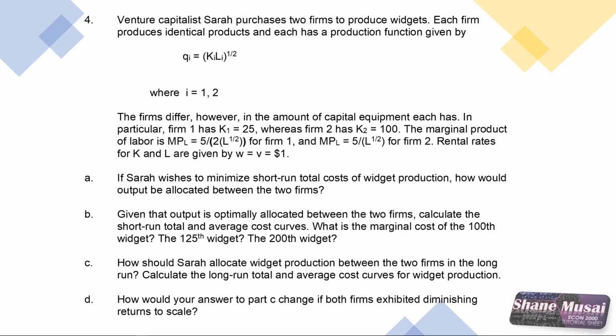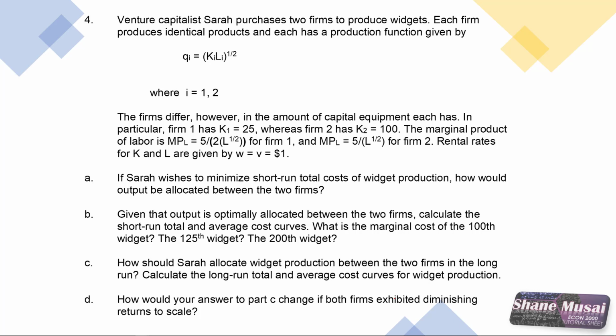Now part D of the question says, how would your answer to part C change if both firms exhibit diminishing returns to scale? If there were decreasing returns to scale, then we should let each firm have an equal share of production. The average cost and the marginal cost would not be constant anymore, and they are now increasing functions of Q. So we do not want any one plant to be too large. Basically, if there's decreasing returns to scale, it means that as output increases, your total cost would increase more than proportionally.